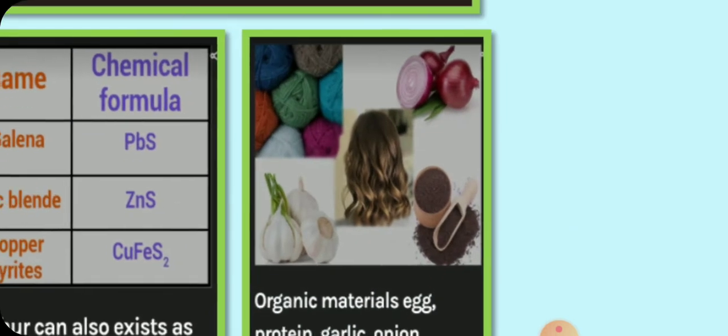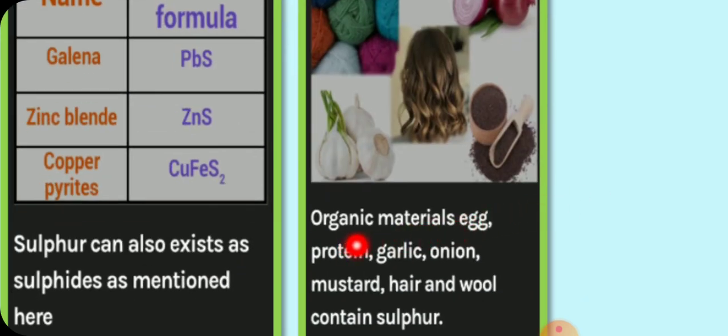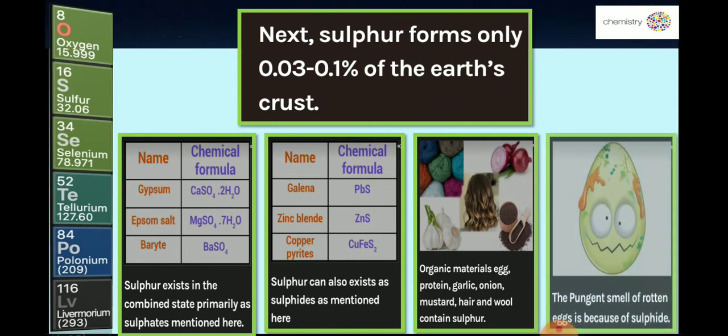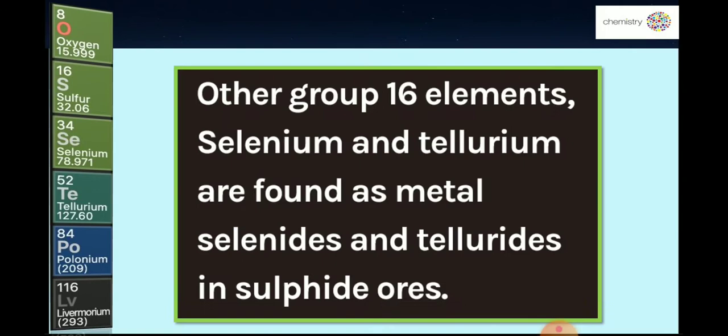Even sulfur is present in proteins, in garlic, onion, mustard, hair, and even wool contains sulfur. And the pungent smell of rotten eggs is of a sulfide form. Egg also contains sulfur. These all constitute how much? Only 0.03 to 0.1%.